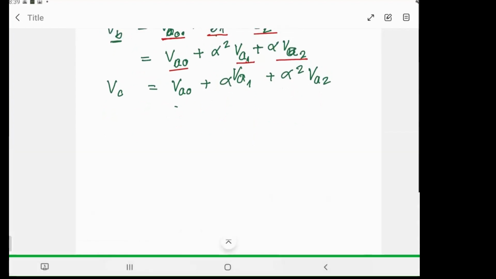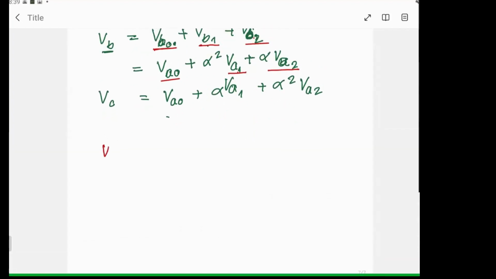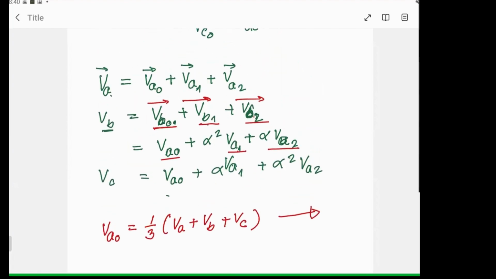So for your zero sequence component, I want to find out A0. What is A0? That will be given by 1/3 of (VA + VB + VC). I am not going to derive this one; we just need to know it, so that we can find out the unbalanced system.